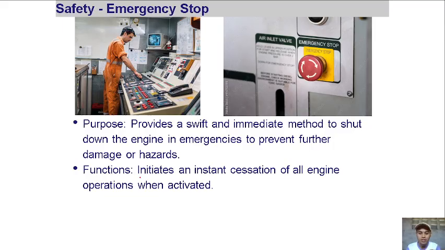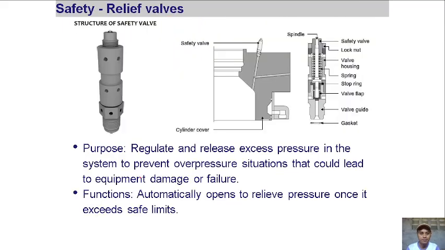The safety emergency stop. So, provides a swift and immediate method to shut down the engine in emergencies to prevent further damage or hazards. So, initiates an instant cessation of all engine operations when activated. We have the safety relief valve. So, regulate and release excess pressure in the system to prevent overpressure situations that could lead to equipment damage or failure. So, this is usually in our cylinder head. Their safety valve function automatically opens to relieve pressure once it exceeds safe limits.